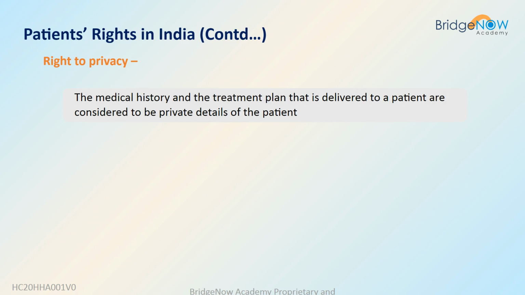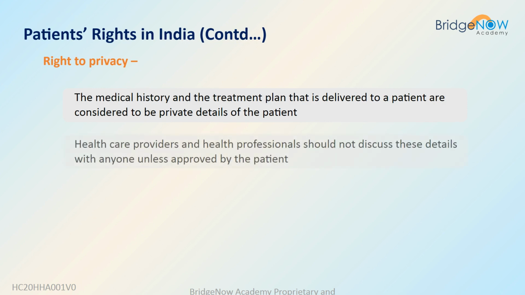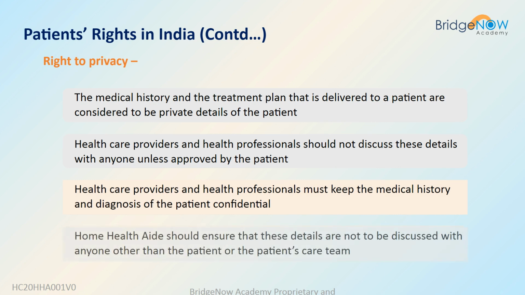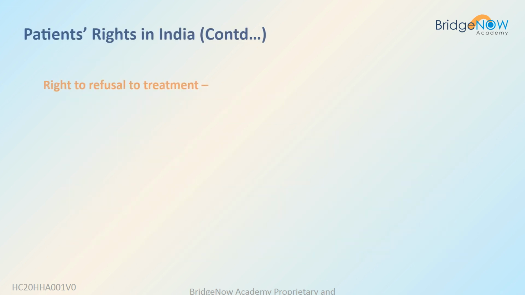Right to privacy. The medical history and the treatment plan that is delivered to a patient are considered to be private details of the patient. Healthcare providers and health professionals should not discuss these details with anyone unless approved by the patient. Healthcare providers and health professionals must keep the medical history and diagnosis of the patient confidential. Home health aide should ensure that these details are not to be discussed with anyone other than the patient or the patient's care team.